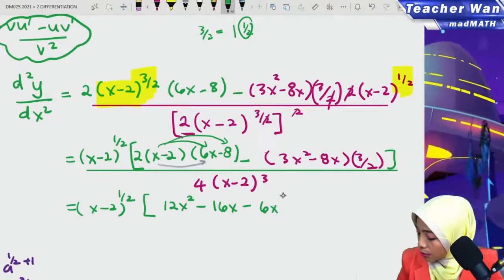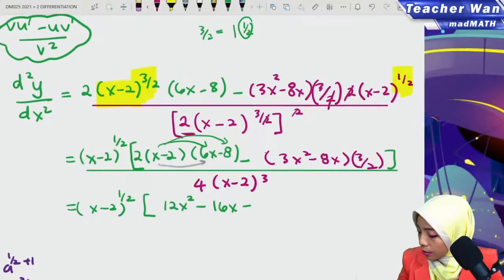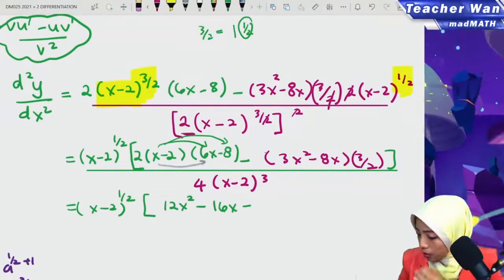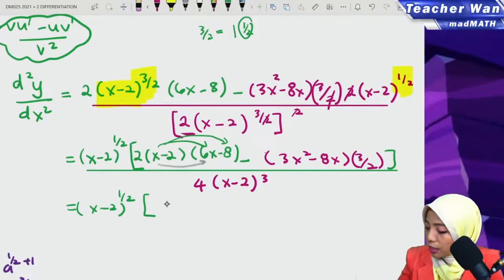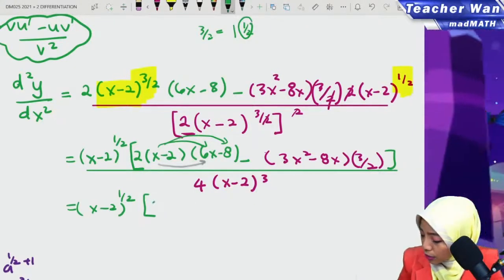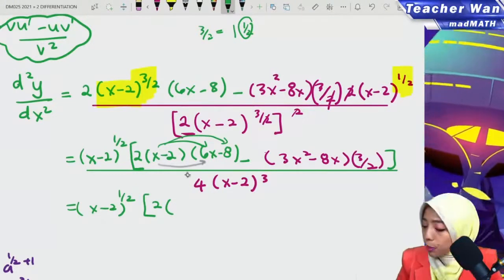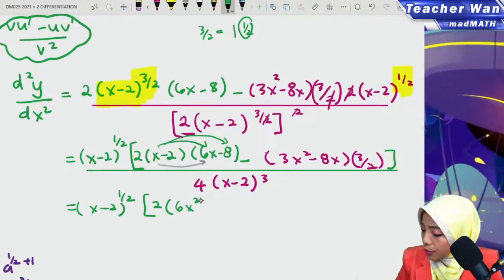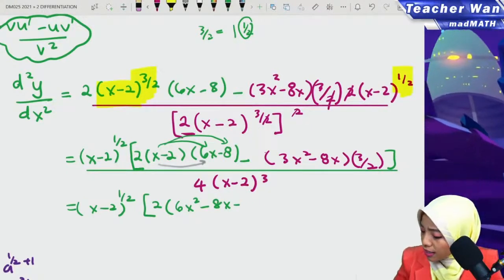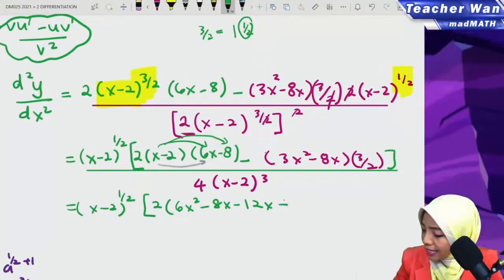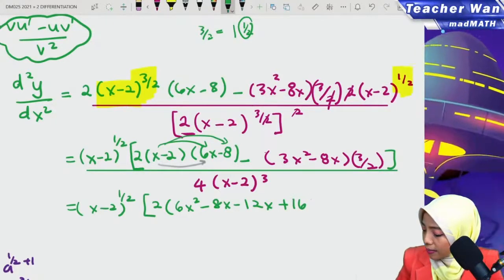6x square, but we 6. Okay. 6x square times 2. Okay, ataupun kita kembang je. 2 ni kita biar je lah kat luar dulu. Kenapalah madam cek masalah kan. Okay, kita expand dulu. 6x square minus 8x minus 12x. Kan senang. 12x plus 16. Okay, plus 16. Okay. Tutup dia.